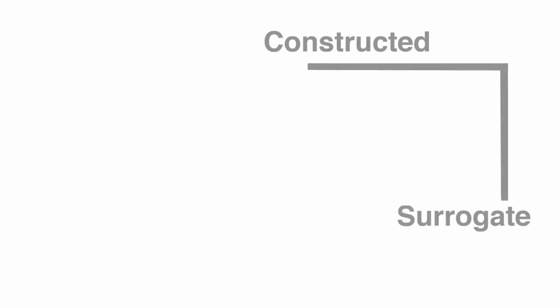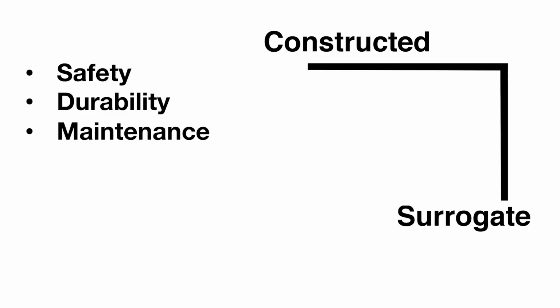The last and final quadrant is for constructed surrogate measurements. There are some design criteria for which there is no direct way to measure and no standard scale. These can be very difficult because the team has to develop its own surrogate measurement and also may have to develop its own scale. Examples of constructed surrogate measurements include safety, durability, and maintenance frequency.